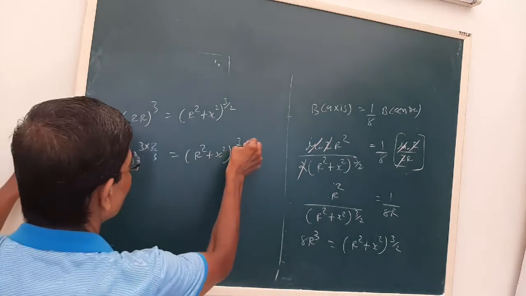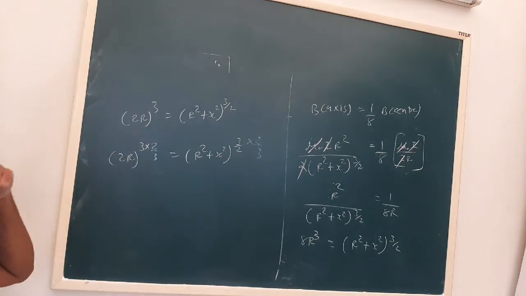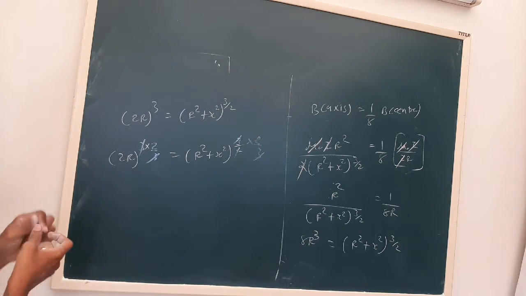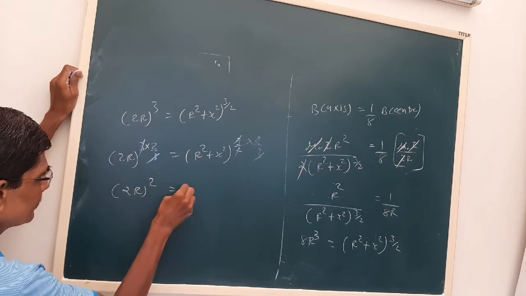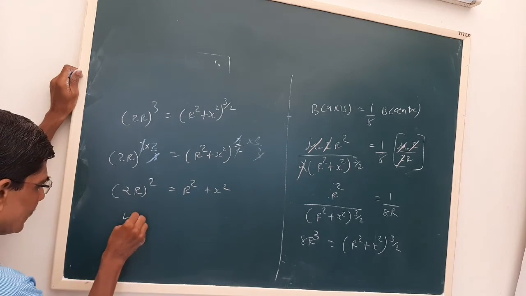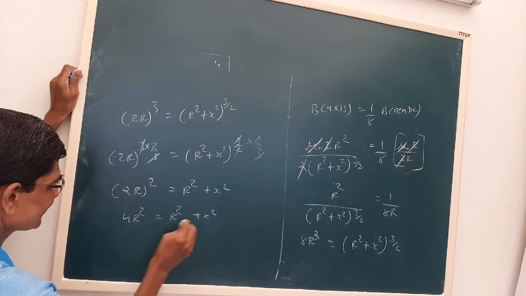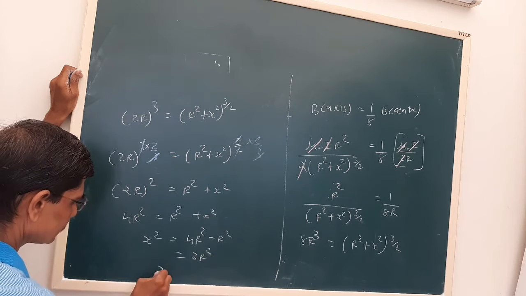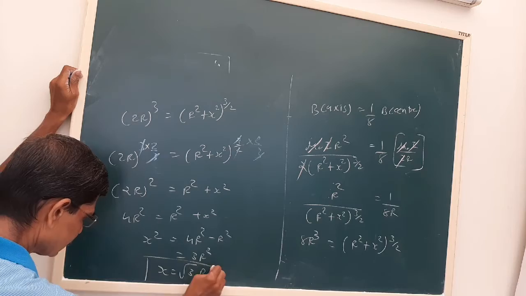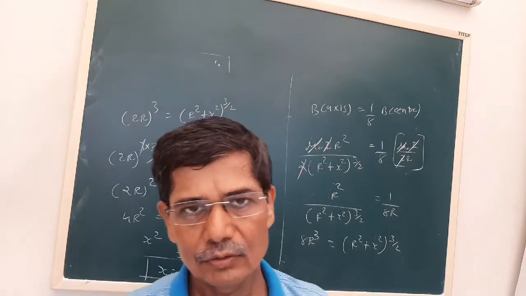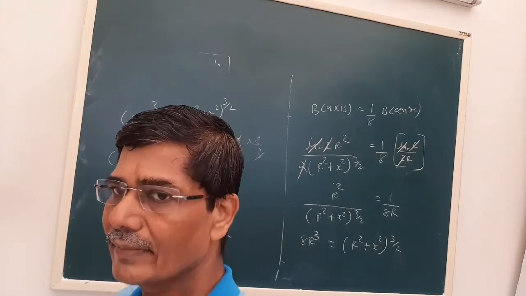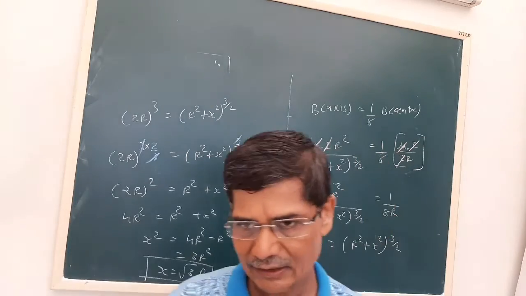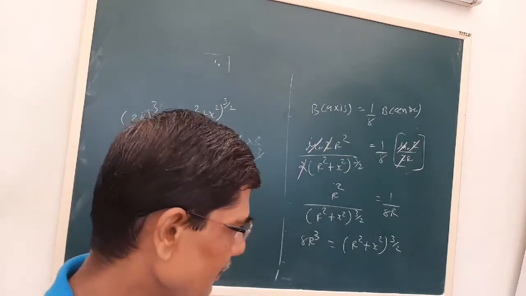Why? We are taking the reciprocal here. So this 3 by 2 power is cancelled. The same thing will be done on both sides. Okay. So what is left here? 2r square is r square plus x square. 4r square is r square plus x square. Okay, so at x is equal to root 3 r, see the magnetic field will be 1 upon 8 times. When the magnetic field on the axis will be 1 upon 8 times that on the center of the ring.